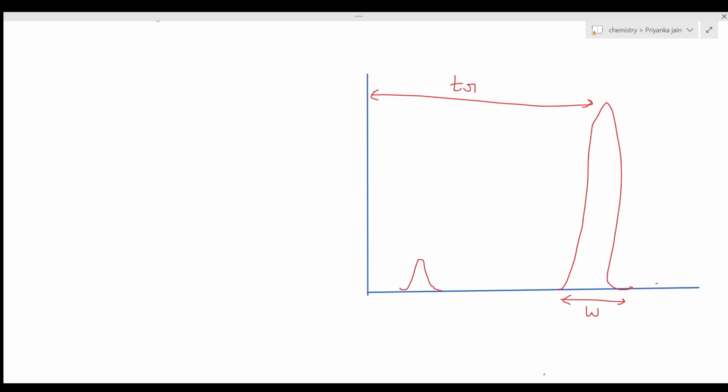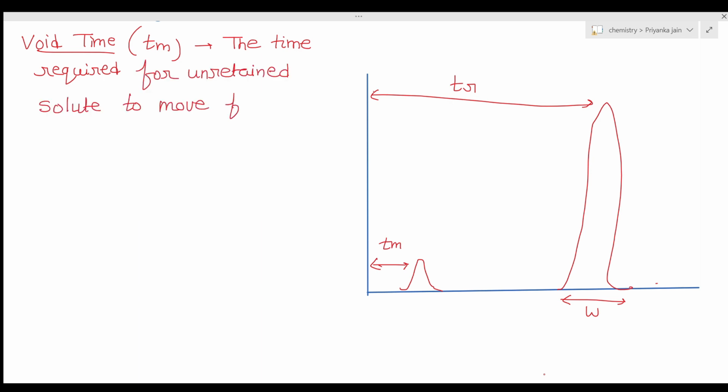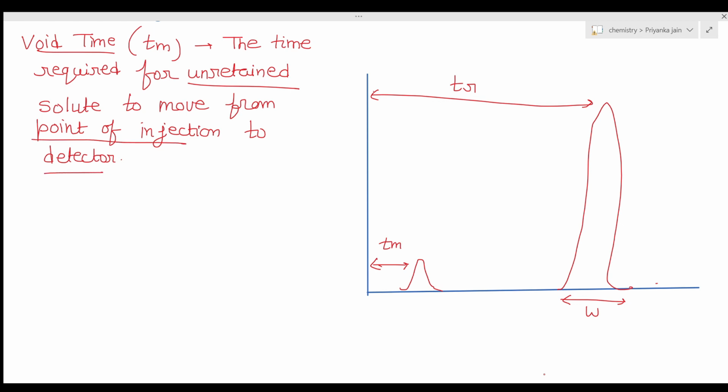And the time taken for the unretained solute to move here is called tM. tM means void time. We represent it by tM, and this is the time required for an unretained solute to move from the point of injection to the detector. It means any species that is unretained, that is not being adsorbed, passes through the column from the point of injection to the detector. Whatever time it takes is called the void time.